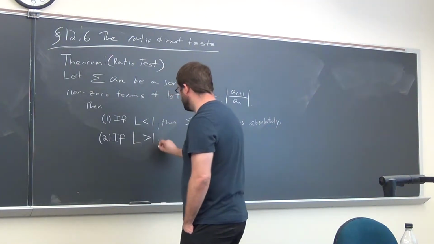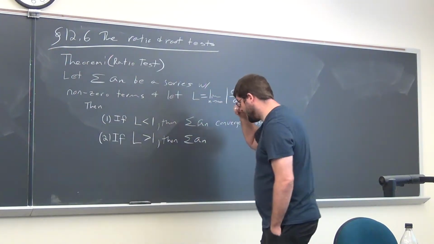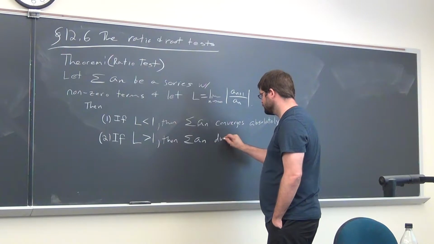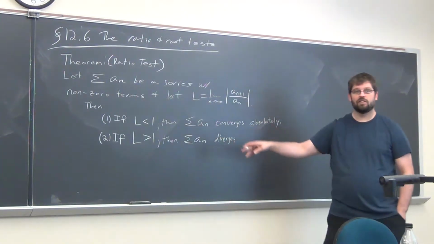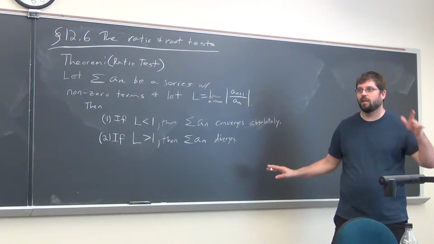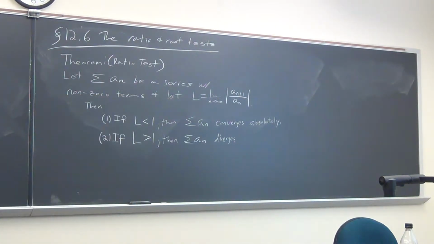If L is greater than 1, then your series diverges. So if either one of these conditions holds, you're completely done with the problem. When you see the problems we're going to look at, they're going to say, determine if the series converges absolutely, converges conditionally, or diverges. If you get either one of these answers, you're completely done with the problem.